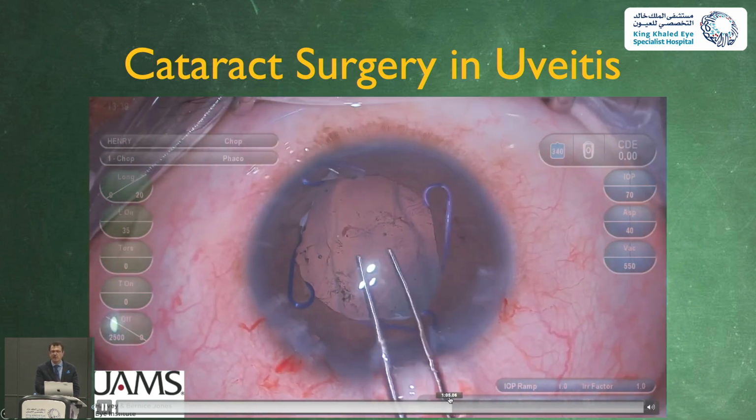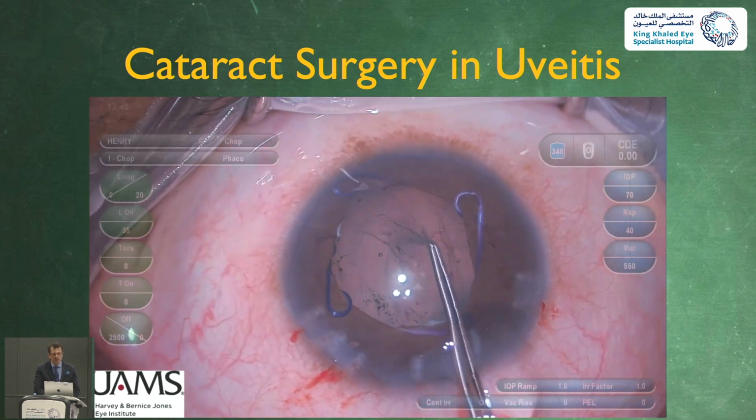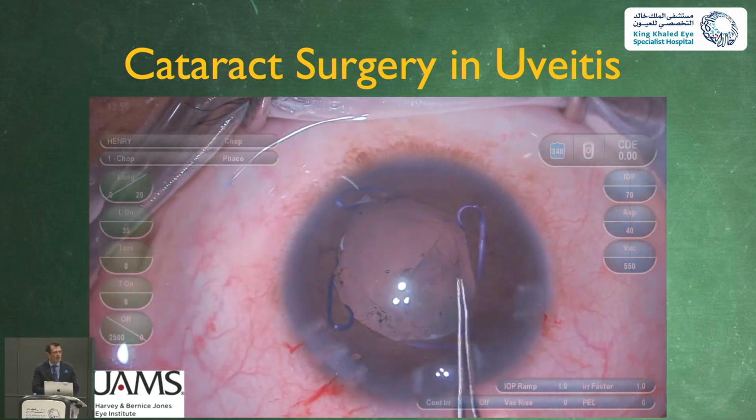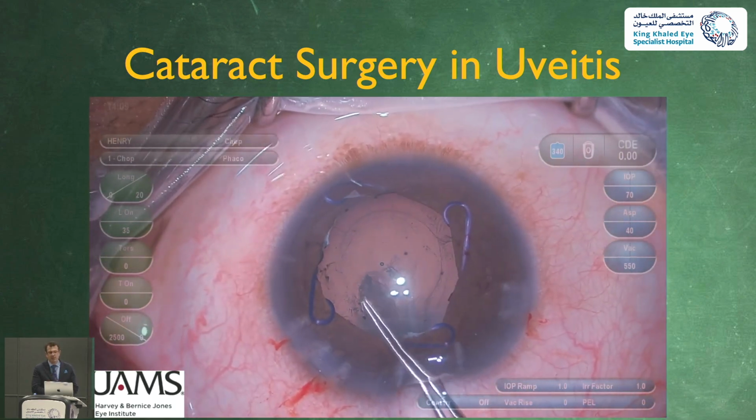I just try not to peel them off. I just try to do the minimal. And I find that pays better and they have less inflammation in the eye.